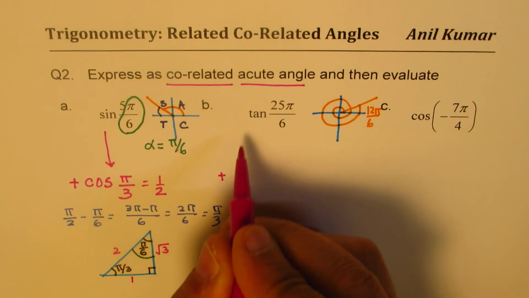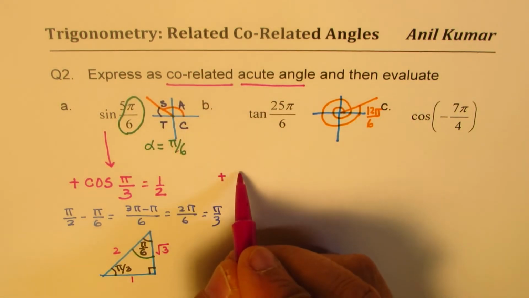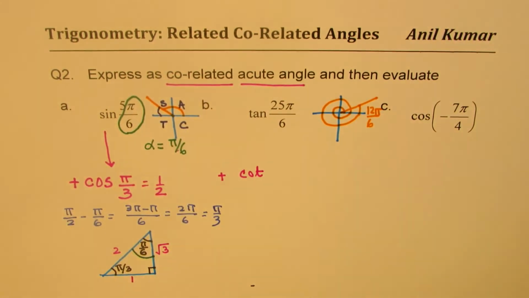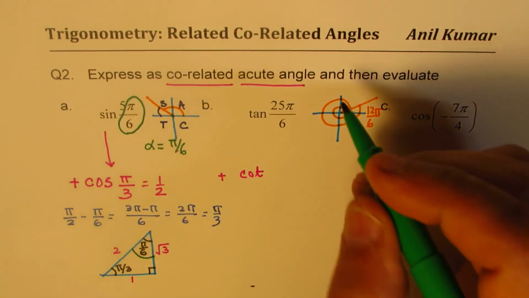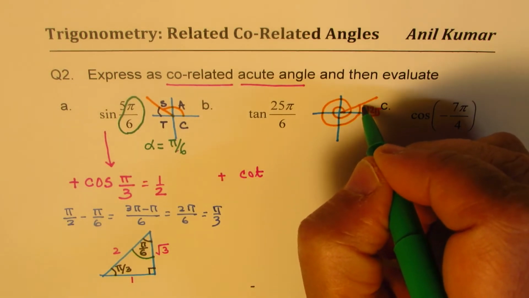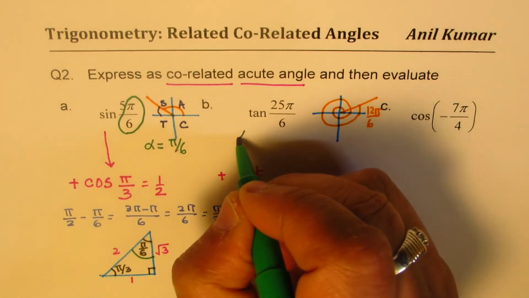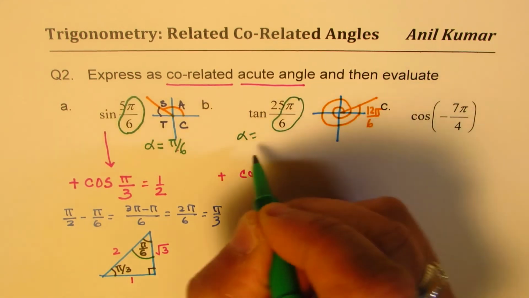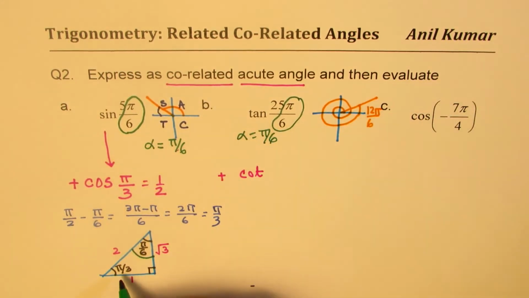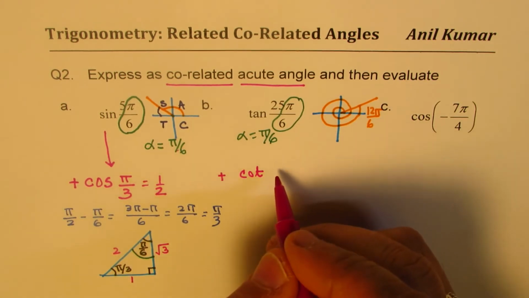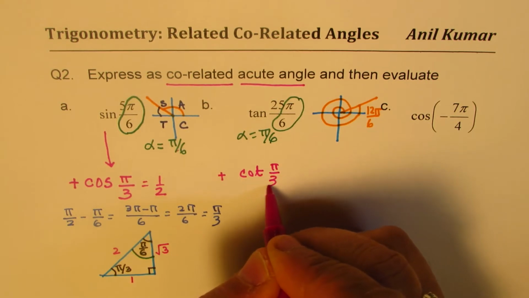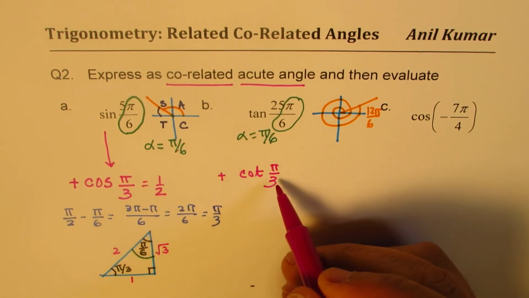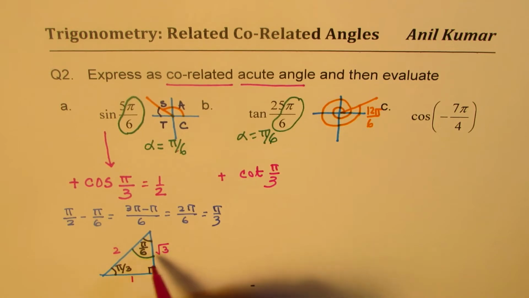So the result is going to be positive. Coterminal means we have to write in terms of cotangent. The only thing is we need to now find the acute angle. The acute angle in this case is pi by 6, right? So alpha here is pi by 6. So again the same triangle. So the related acute angle will be pi by 3. You get the idea? And cot of pi by 3 is what? You're looking from this side, 1 over square root 3.